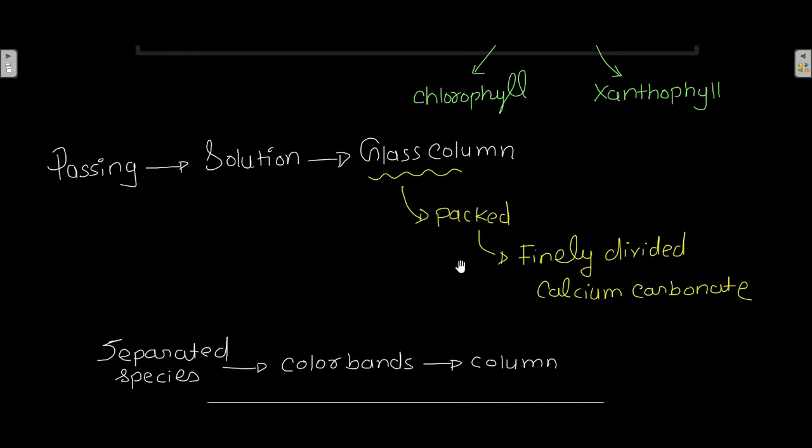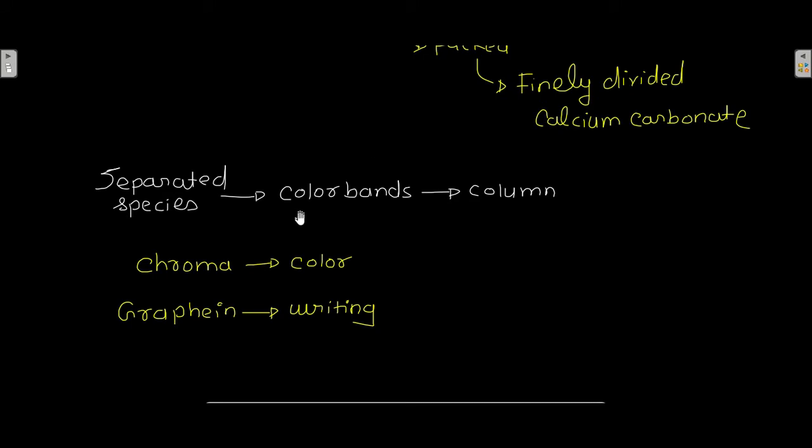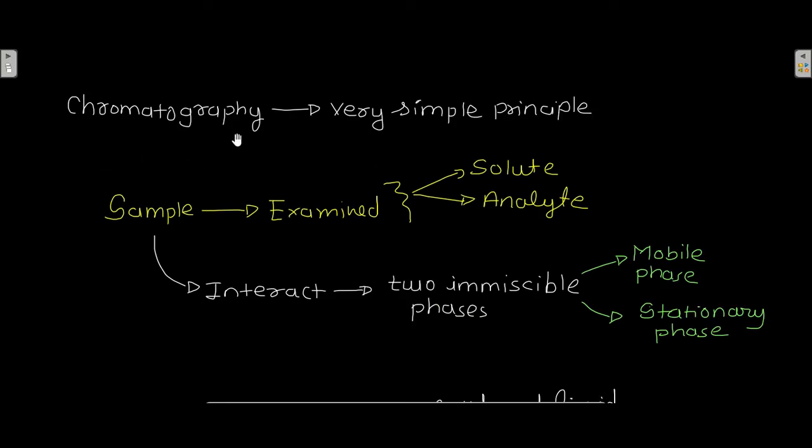And it was T. Svet who named chromatography as chromatography. The word chroma means color and graphein means writing. Now, chromatography is based on a very simple principle.